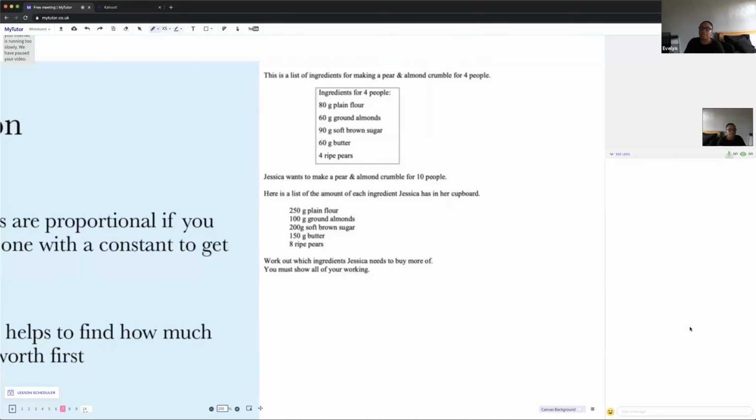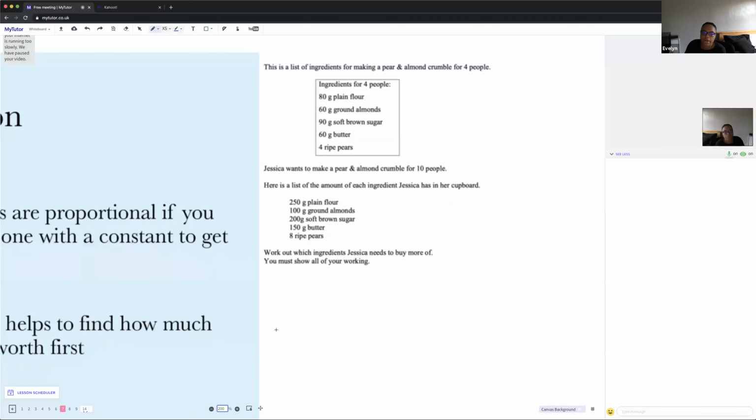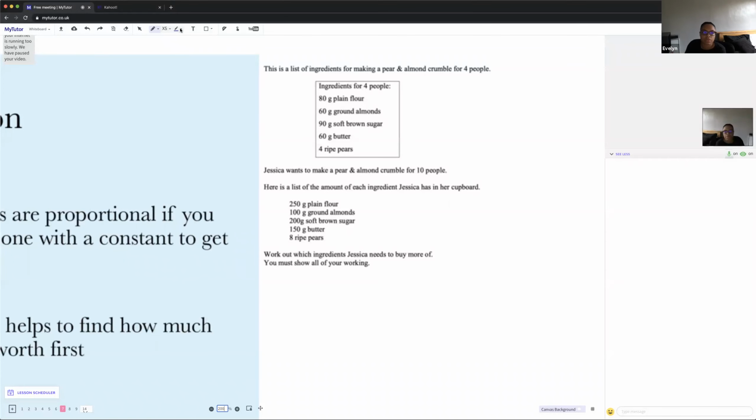Right, just for time, we're going to have a go through this one. So let's get started. We've got a list of ingredients. We've got 80 grams of plain flour, 60 grams of almonds, 90 of brown sugar, 60 of butter, 4 of ripe pears. The ingredients that she does have is 250, 100, 200, 150, and 8.